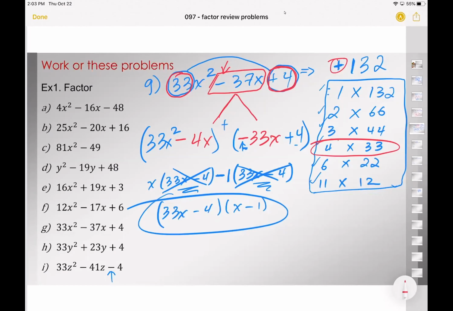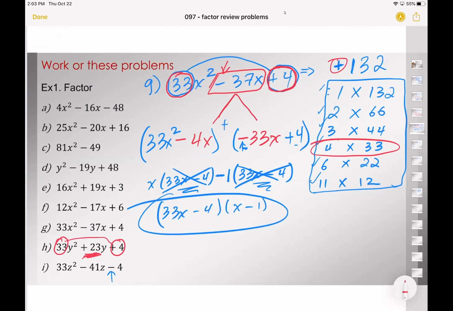The reason why I mentioned this is because H is very identical to G, right? So what do we have here? If you take a look at H, in the center we still have the two numbers. We still have 33 times 4, and we still have a positive 132. But now what do we need to do?